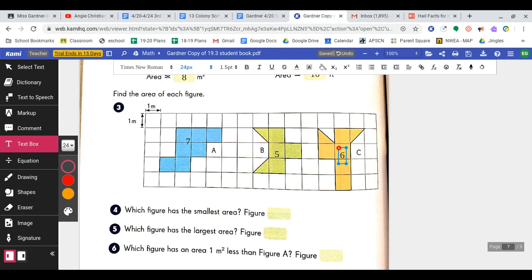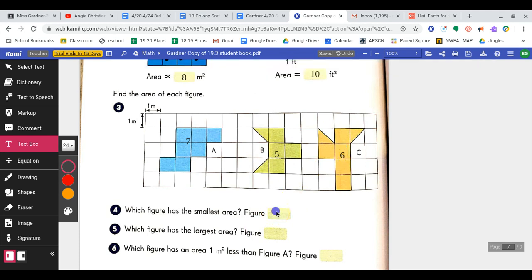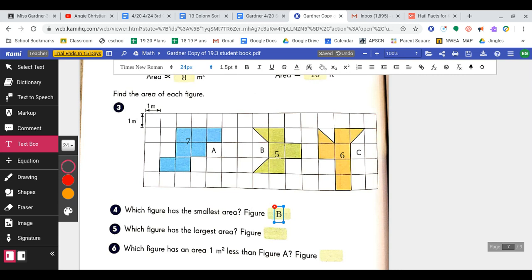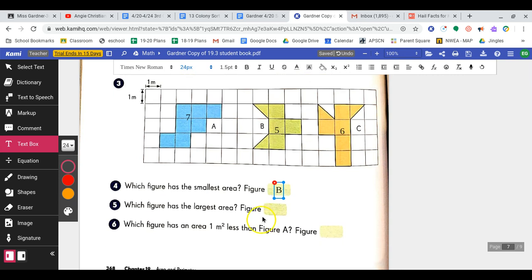So which one has the smallest area? Figure B. Which one has the largest area? Figure A with 7 square meters. And then which figure has an area 1 meter squared less than figure A? 7 minus 1 is 6, so figure C.